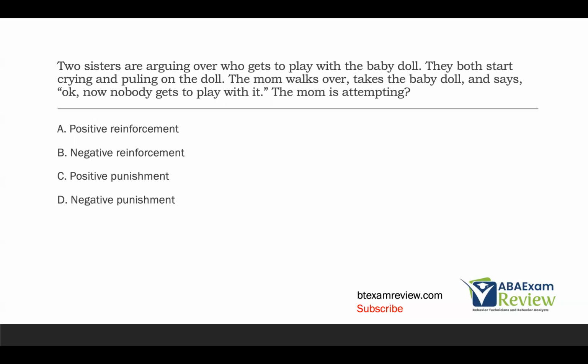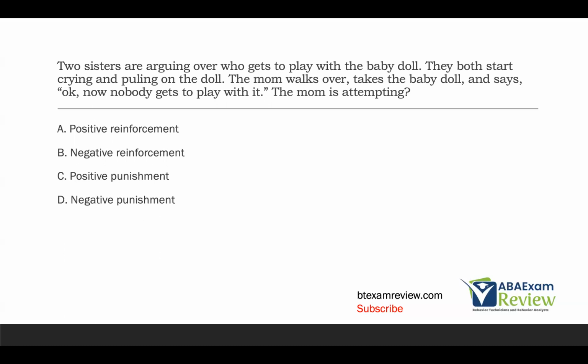Now, let's ask ourselves, by doing this, by the removal, are we trying to reduce behavior in the future or increase behavior in the future? Well, clearly, we're trying to reduce behavior in the future. And now we know we only determine if something is reinforcing or punishing based on future behavior. But if that information isn't given, then we need to do our best to determine what we are trying to accomplish. We're clearly trying to reduce the arguing behavior by removing something.